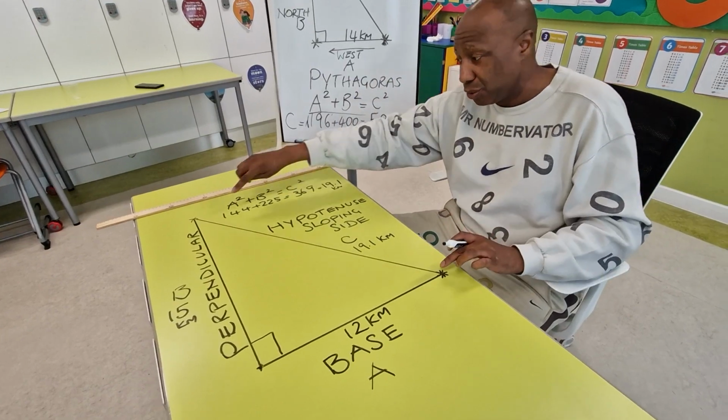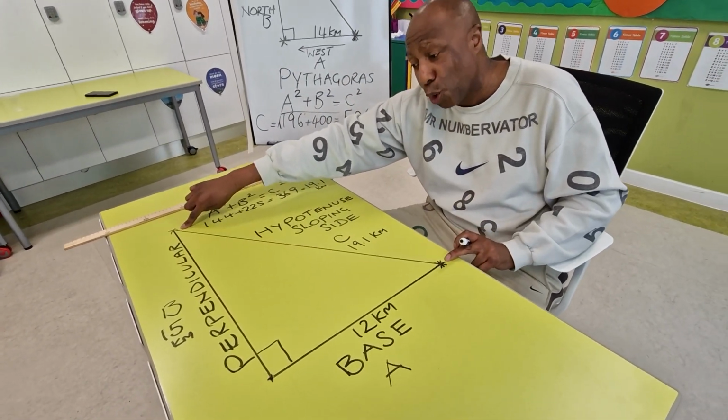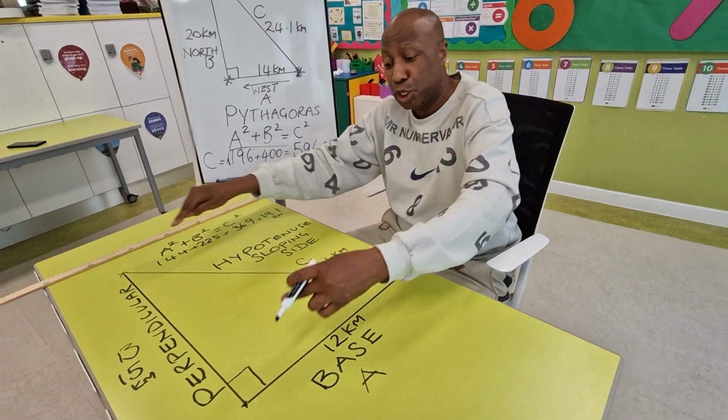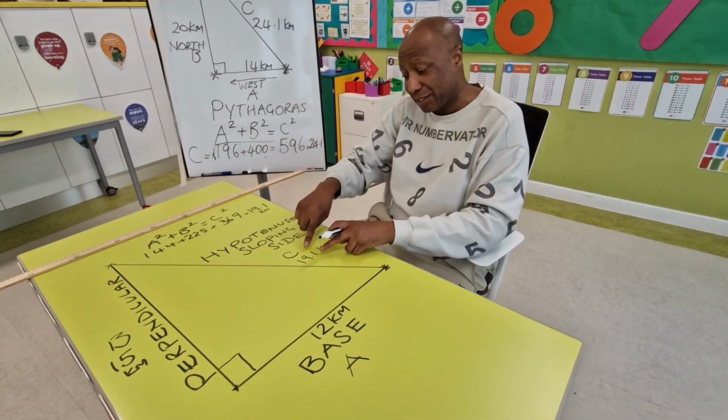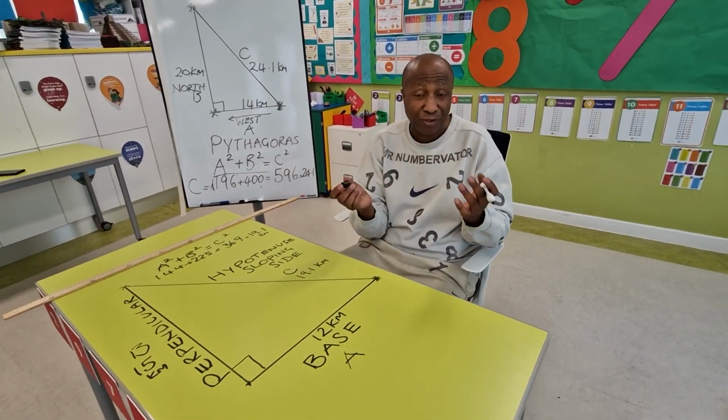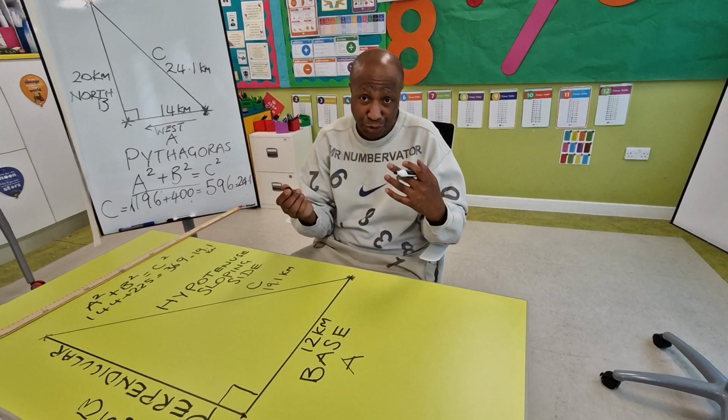As I said to you, the hypotenuse is always the longest side, and 19.1 is longer than 15, and 19.1 is longer than 12. So we have proved that Pythagoras actually works.